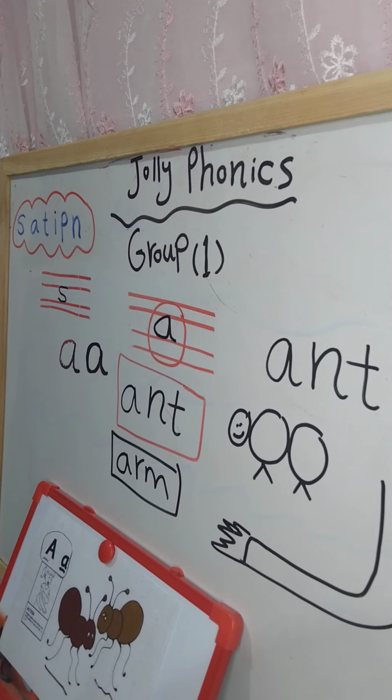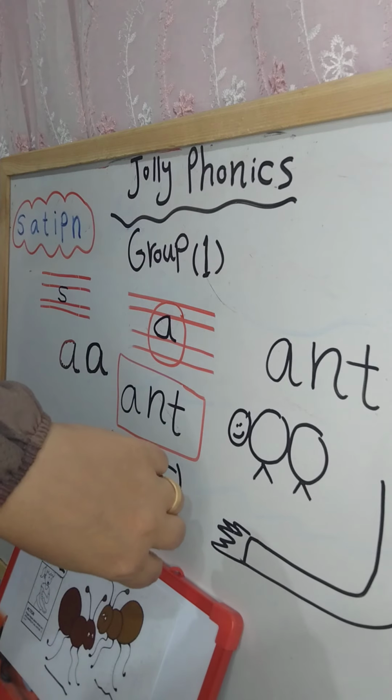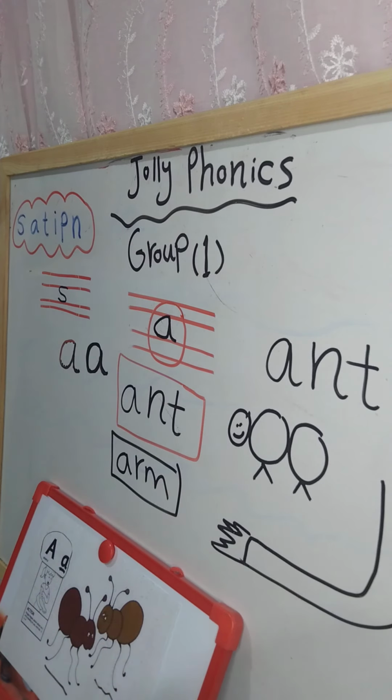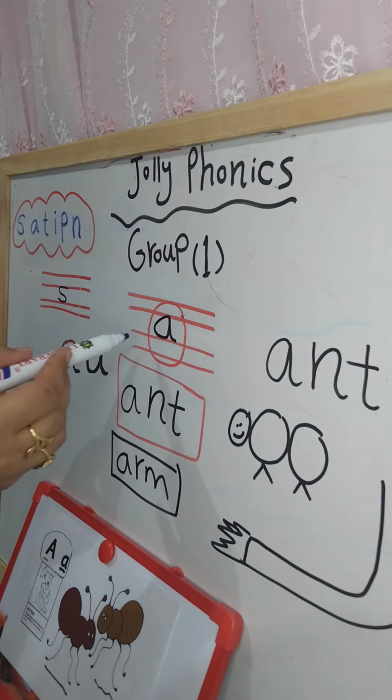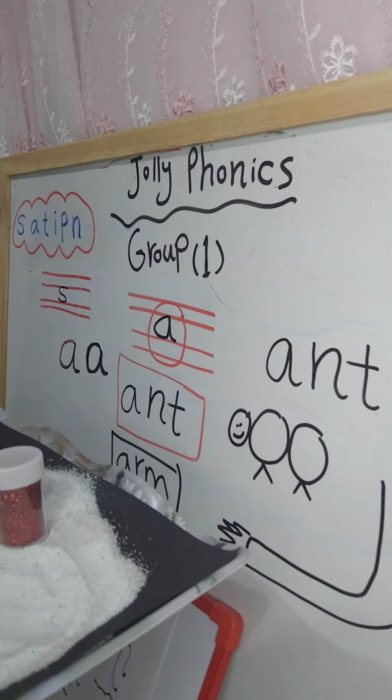And now I have ants on my arm. Ants on my arm. This is an arm. Ant. Arm. Ant. Arm. What sound is it? The sound a. Yes, excellent. Okay. Now let's try to write the sound a in a so funny way.